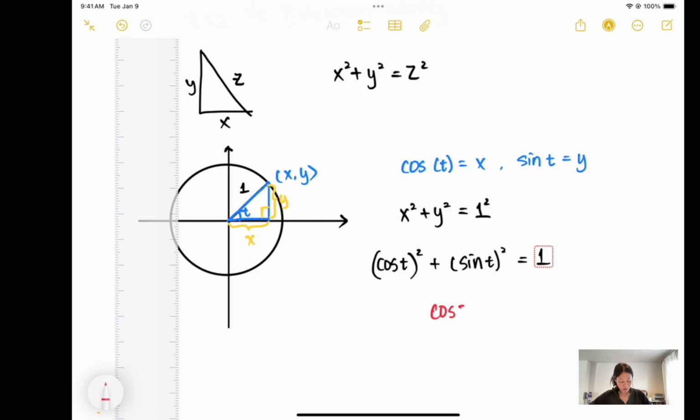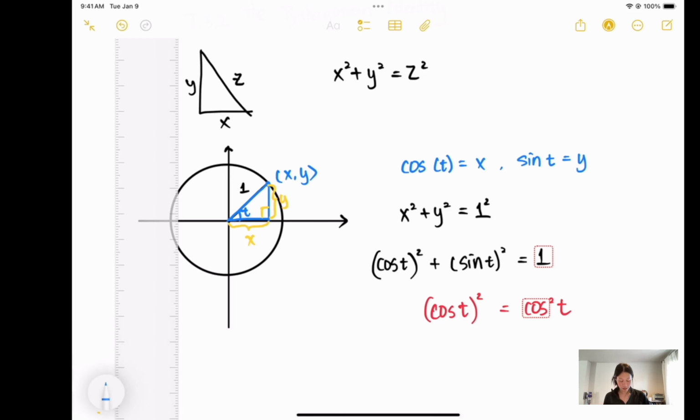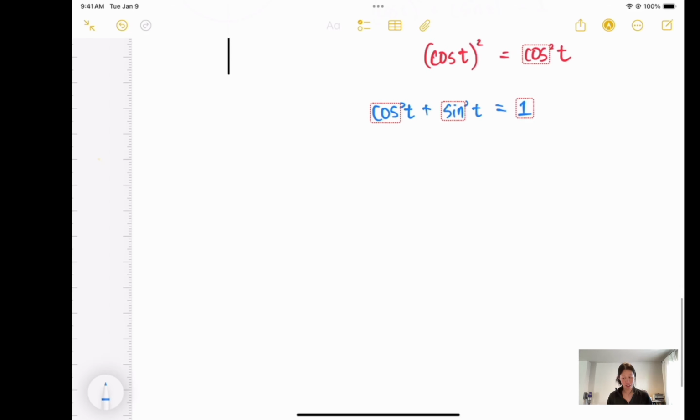Here's some notation. Cosine t squared, you can also write it in this way: cosine squared t. That means the same thing. So let me write this. And this is called the Pythagorean identity: cosine squared t plus sine squared t equals 1. Okay, that's something new that we learned from something that we already know. See, math is all about building the foundation, and from the foundation we derive new things. So it's very important to build up a solid math foundation.